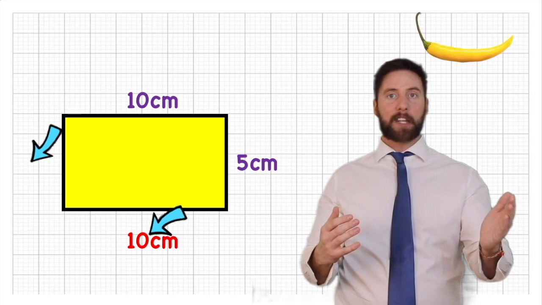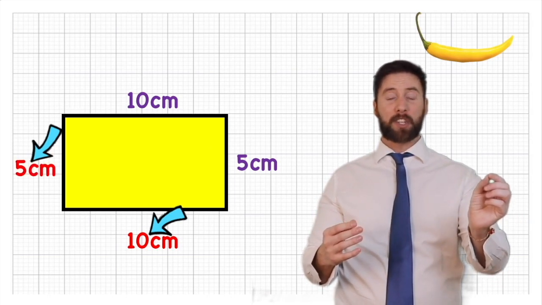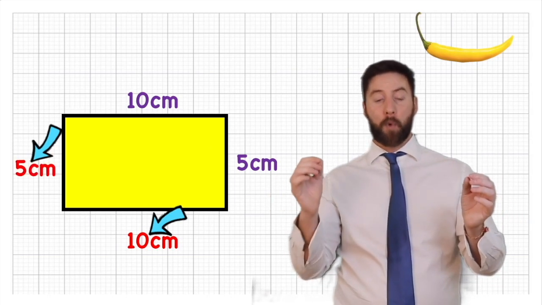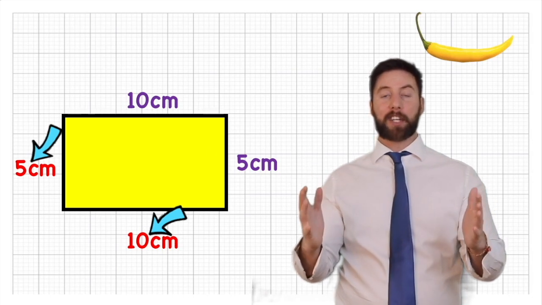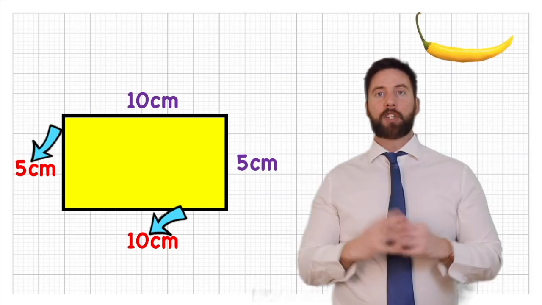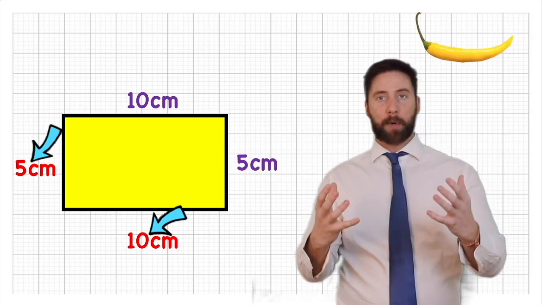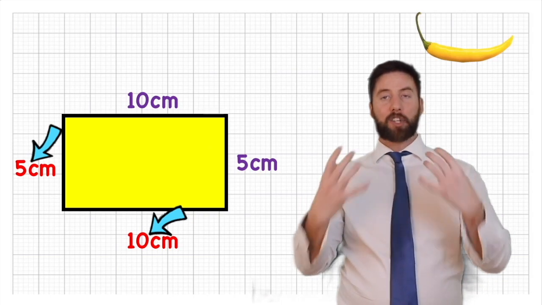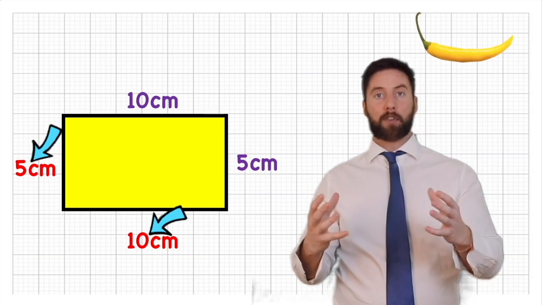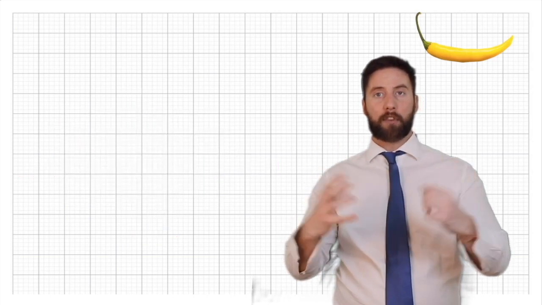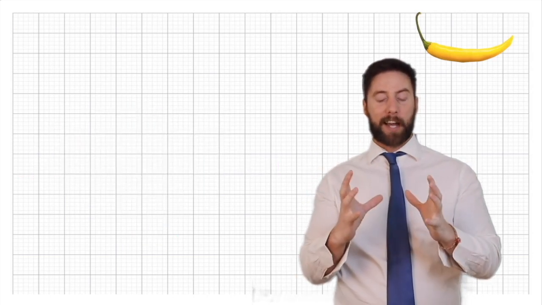And again, with the 5 centimetres, if one of the lengths is 5 centimetres, we know that the opposite length will be 5 centimetres based on the characteristics of a rectangle. So even though they weren't given to us in this example, we could infer and deduce those measurements ourselves using our skills and knowledge of rectangles. So that's an orange chilli challenge.